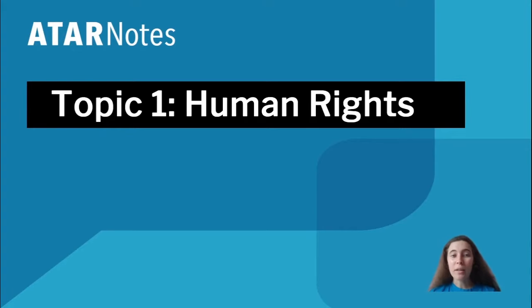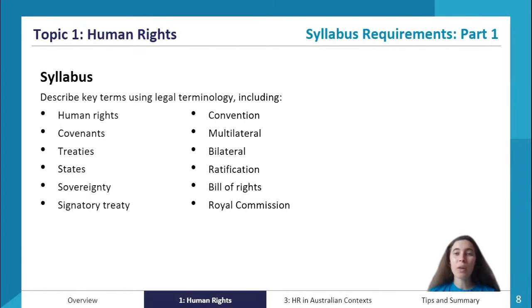Topic 1 is human rights. We'll have a look throughout at the different syllabus requirements as we go through, so you can see exactly what you're required to do, and we'll cover all of that content. So you have it all with you to help you prepare the best that you can for your exam.